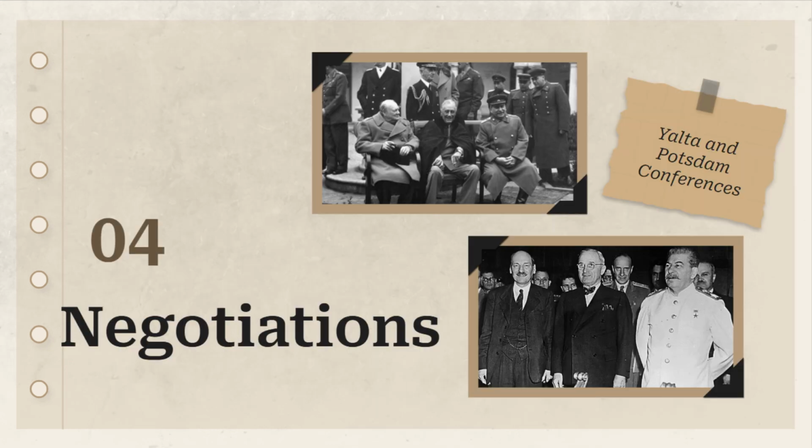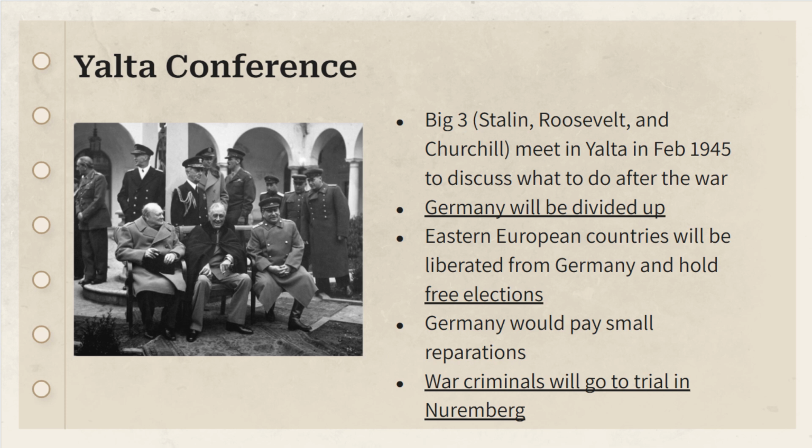Okay, moving on to our last segment, which is about negotiations and what's decided at the end of World War II. Now, first up is the Yalta Conference, and that's where the big three meet. So that's going to be Stalin, Roosevelt, and Churchill. And they talk about what they want to do after the war is over, because obviously what they did the first time around did not work. And so they decide to divide Germany up into different zones that they'll each be responsible for patrolling.